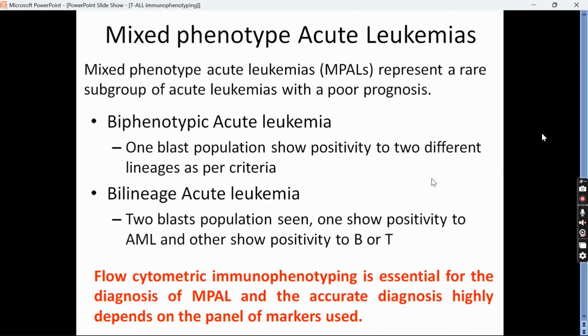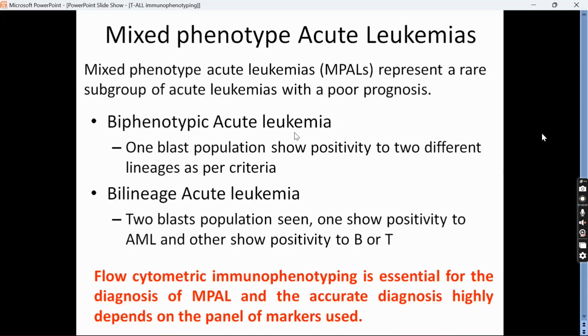Now, mixed phenotype acute leukemia is where the blast shows differentiation towards two lineages or three lineages, and then you call it mixed phenotype acute leukemia. As you all know, it is of two types. One is biphenotypic acute leukemia, where you have one cluster of blast which is showing positivity for two or three lineages. So you have one cluster of blast showing positivity for myeloid markers as well as T cell markers, or myeloid markers and B cell markers. Then you call it biphenotypic acute leukemia.